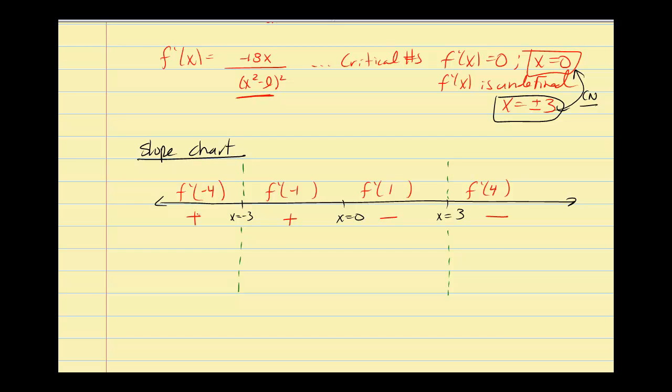And remember, you're plugging these into the first derivative. Now this is where my function is increasing and decreasing. This says I have positive sloping tangent lines. Well, I have two choices for positive sloping tangent lines. Both of these have positive sloping tangent lines.